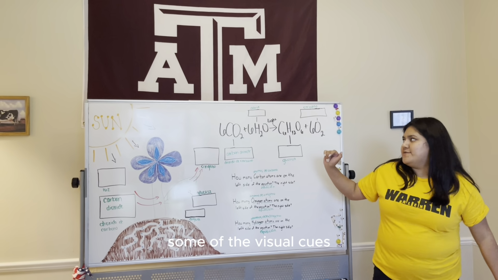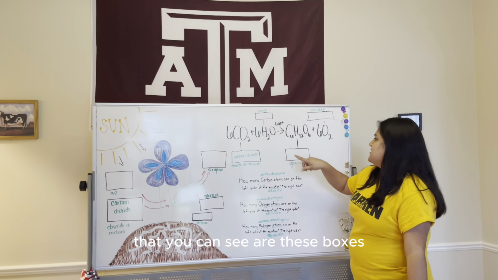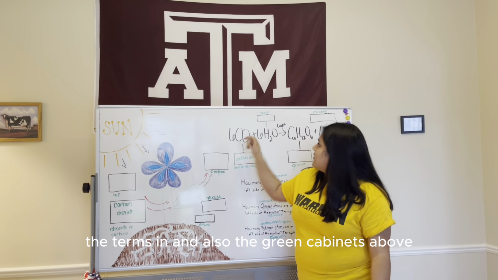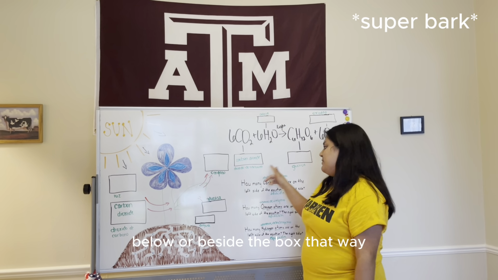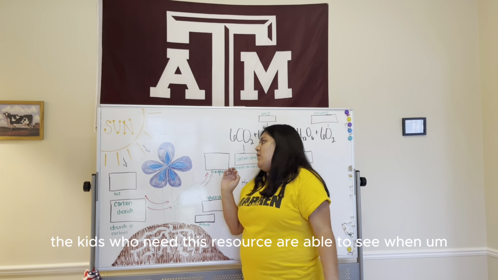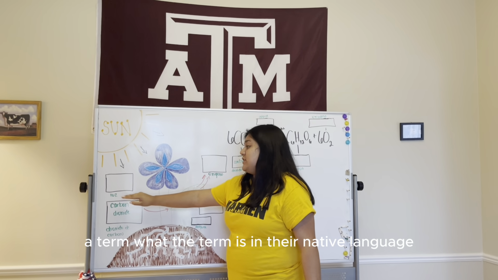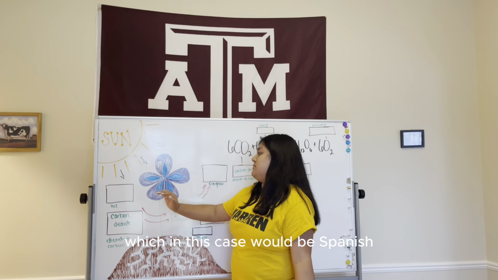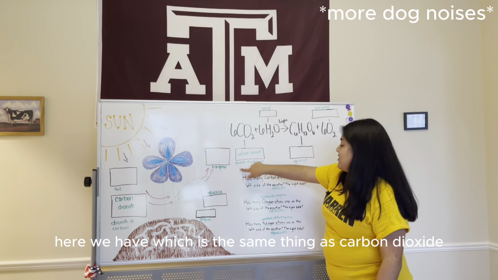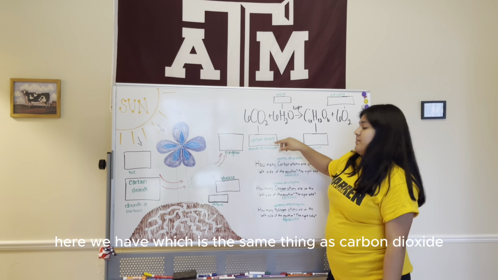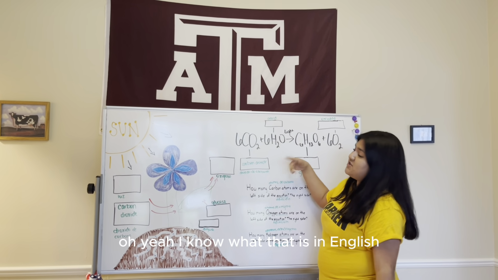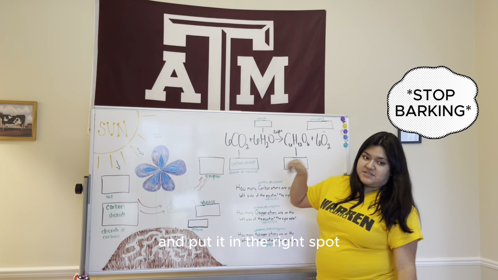Some of the visual cues that you can see are these boxes where all the kids would have to label all the terms in, and also the green cognates above, below, or beside the box. That way the kids who need this resource are able to see what the term is in their native language, which in this case would be Spanish, and how they can translate it into English. Like for instance here, we have dióxido de carbono, which is the same thing as carbon dioxide. So students can be able to see that and be like, oh yeah, I know what that is in English, just so I can remember it and put it in the right spot.